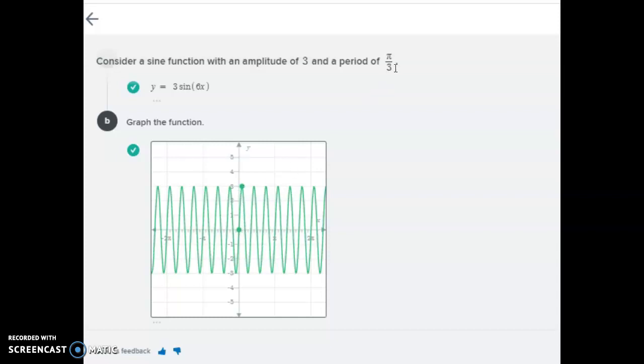If the period is pi over 3, then a quarter of a period is pi over 12. So that needs to be at pi over 12, and it is, and we got the problem correct. And that's a good place to stop for this problem.